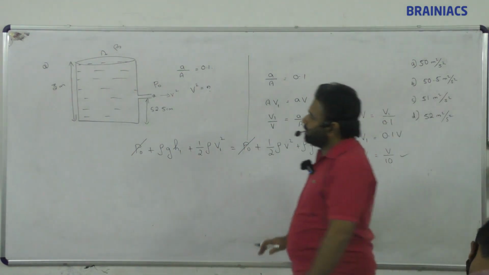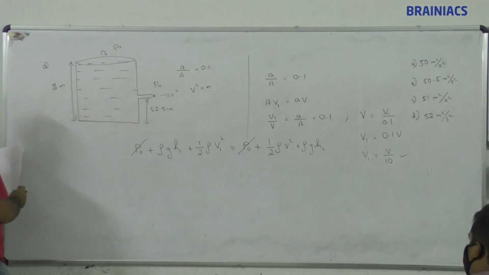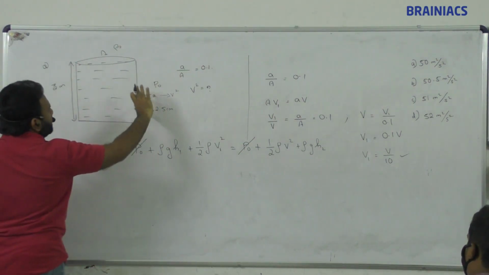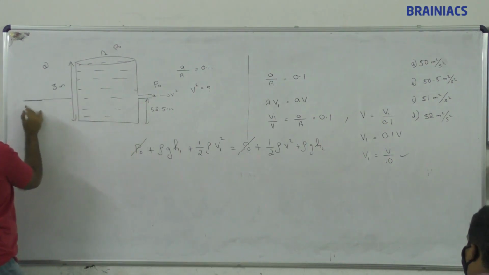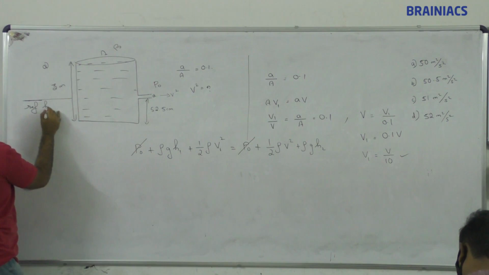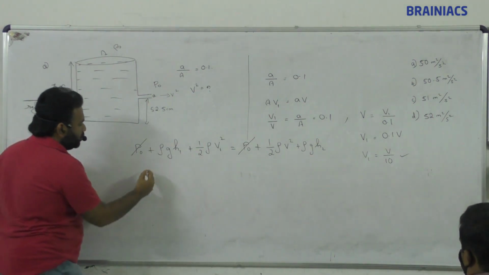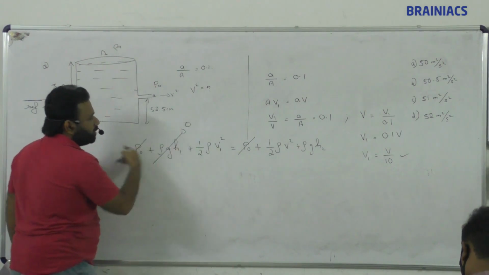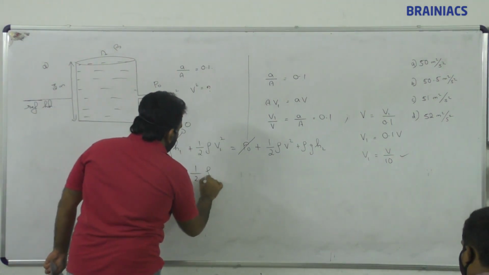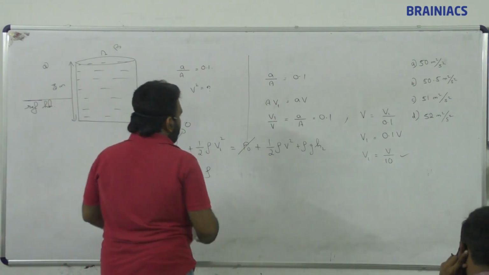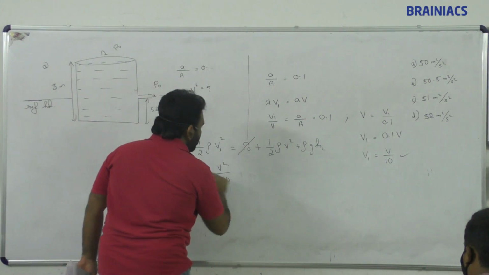Okay, so let us see if we put this as the reference. This as the reference height, if we take, then one thing will become 0. So let us do that. So this will become 0 if we put that as reference height. So half rho V1 square, what should I put? V square by 100 I will put.